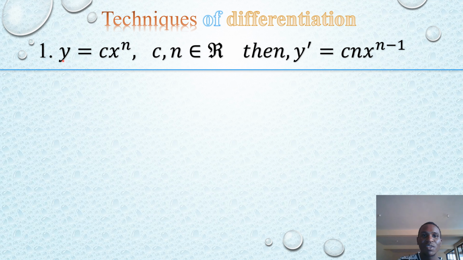The next technique we are going to look at is the derivative of this function. Remember, we have seen the derivative of y equals x raised to the power n, where we copy the power in front of the function and reduce it by 1. Now we are going to look at the same function, which is being multiplied by a constant. C is a constant.